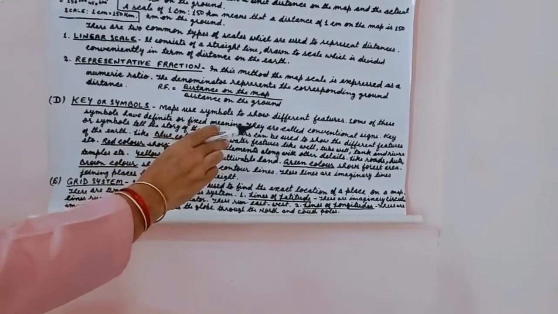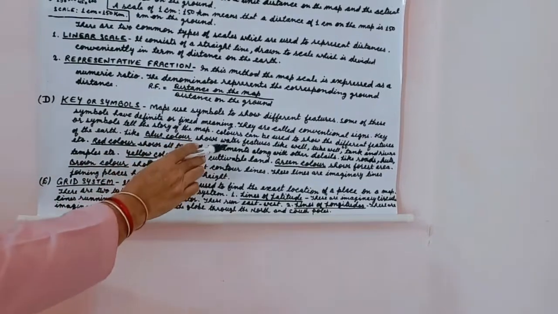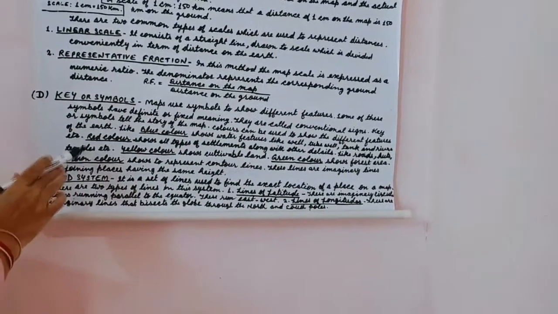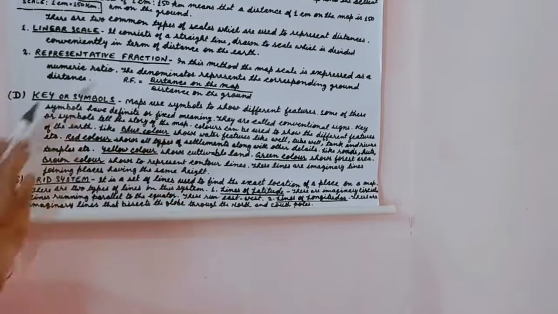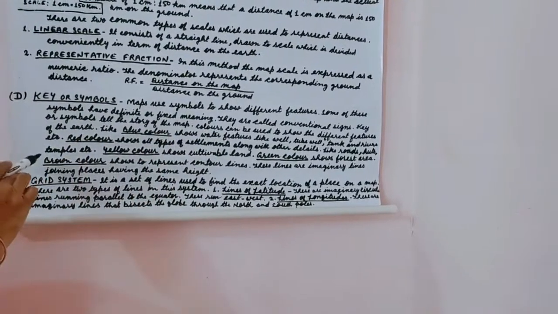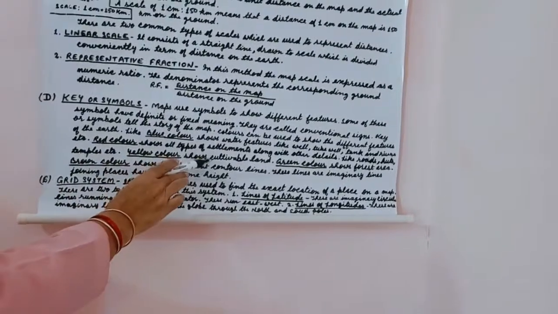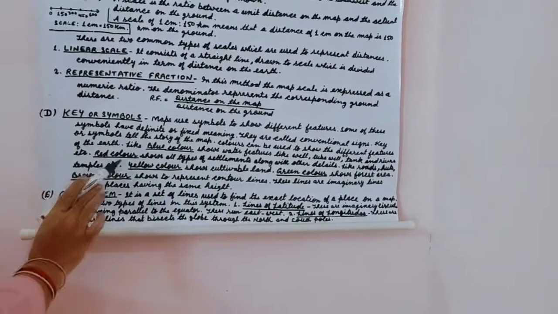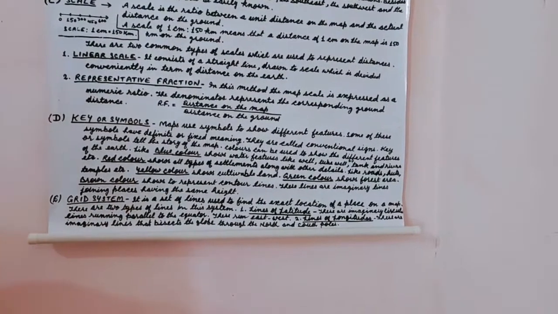Colors can be used to show the different features of the earth. Blue color shows water features like well, tube well, tank and rivers, etc. Red color shows all types of settlements along with their details like roads, huts, temples, etc. Yellow color shows cultivable land. Green color shows forest area. Brown color is used to represent contour lines. These lines are imaginary lines joining places having the same height.